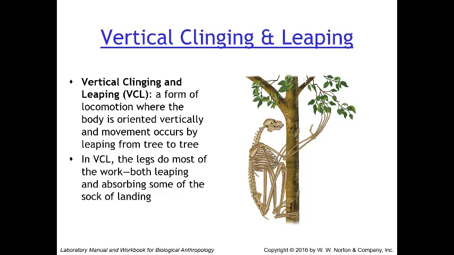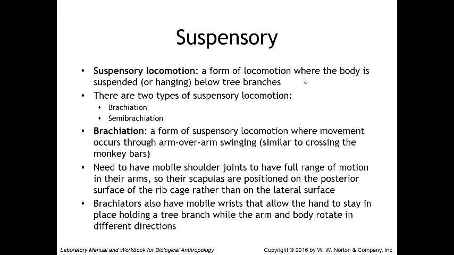All right, next is suspensory. Suspensory locomotion is a form of locomotion where the body is suspended or hanging below the tree branches. There are two types, right? Brachiation and semi-brachiation. So brachiation is a form of suspensory locomotion where movement occurs through arm over arm swinging. So think monkey bars. This movement is dependent on the arms.